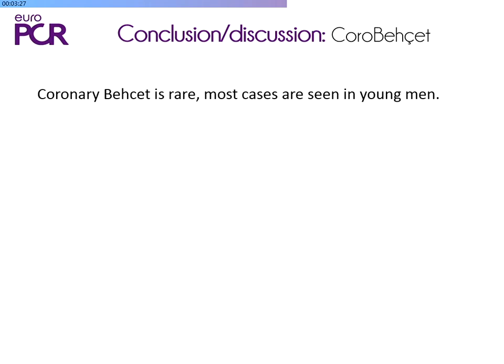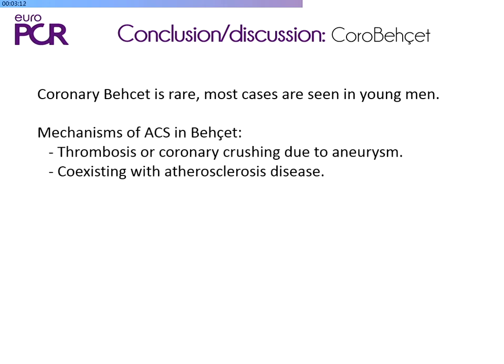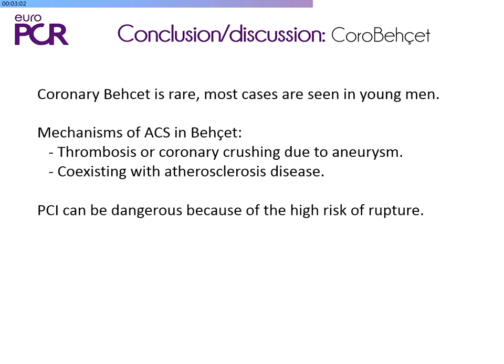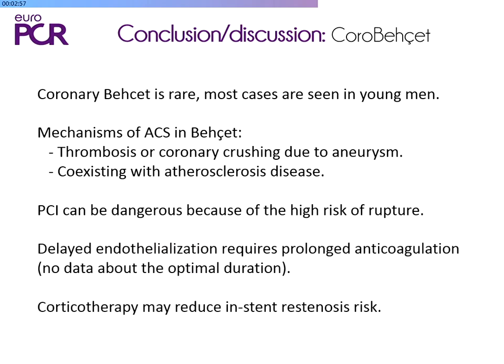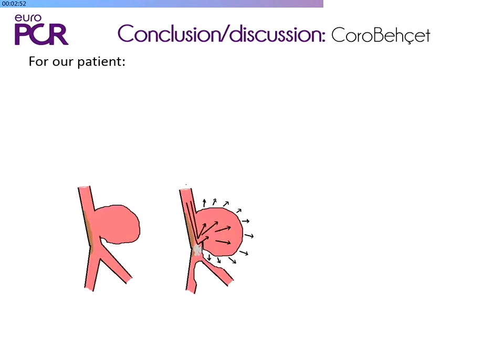So coronary Behçet is rare. Most cases are seen in young men. It's 7 times more frequent in men than women. It occurs between 30 and 50 years old, and it's facilitated by smoking. Mechanisms of ACS in Behçet can be thrombosis or coronary crushing due to the aneurysm, or coexistence of atherosclerosis disease. PCI can be dangerous because of the high risk of rupture. Delayed endothelialization requires prolonged anticoagulation, and corticotherapy may reduce instant thrombosis.